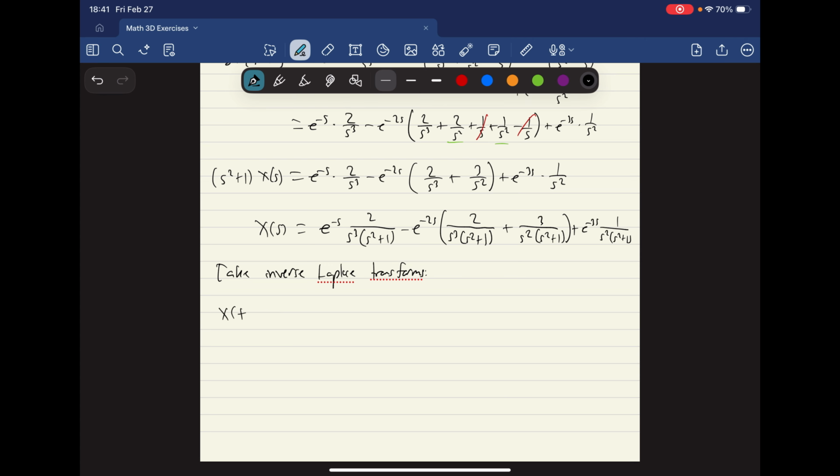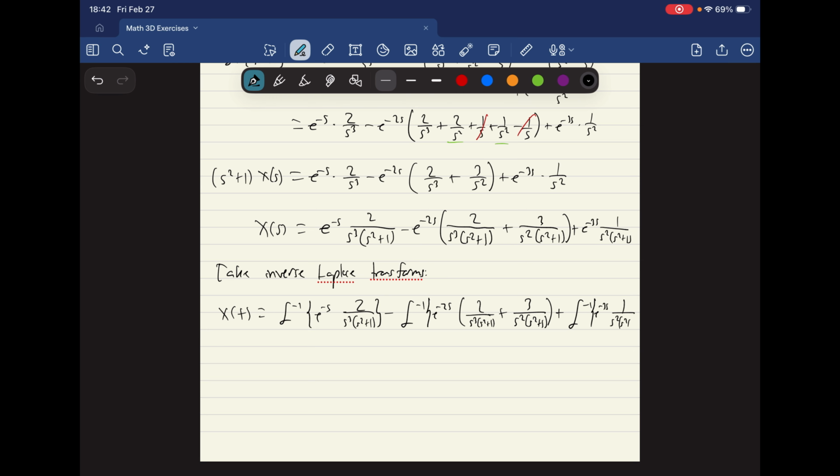If we take inverse transforms, well, we get the inverse transform of e to the minus s times 2 over s cubed, s squared plus 1, minus the inverse transform of e to the negative 2s times 2 over s cubed, s squared plus 1, plus 3 over s squared plus 1, plus the inverse transform of e to the negative 3s times 1 over s squared plus 1.